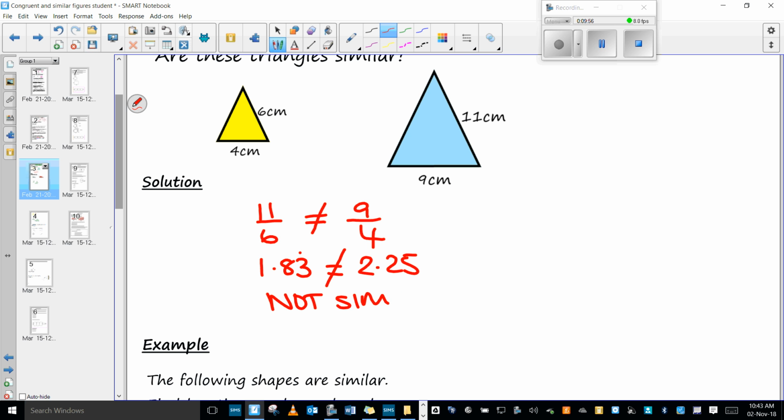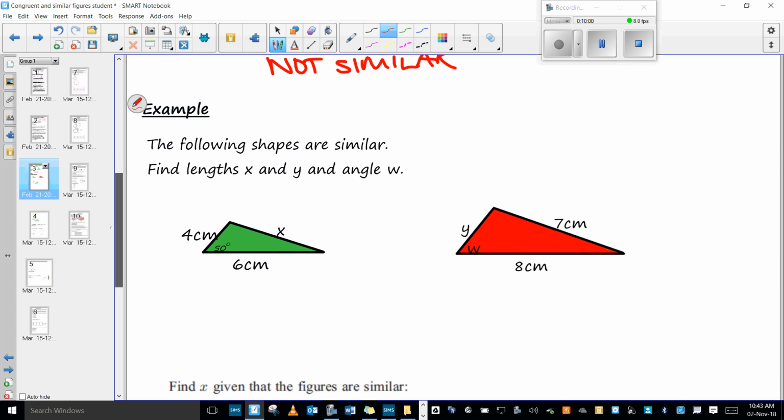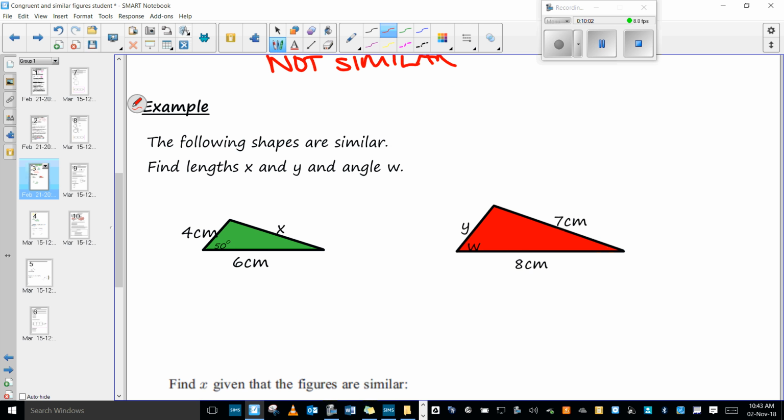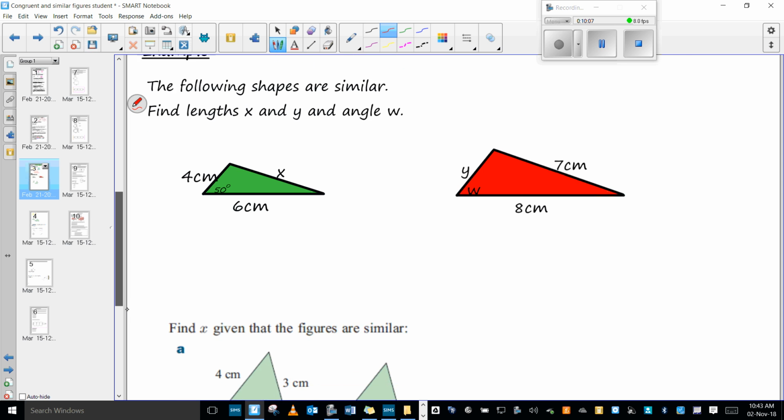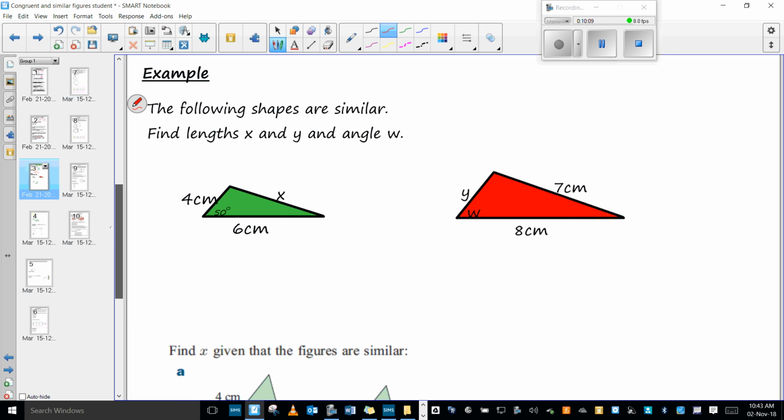We're told that these are similar. Find the lengths x and y and angle w. I'd suggest angle w is the easiest thing to find first. What would angle w be? 51, 50, Gabriel. They are corresponding to each other. Yeah, they're equal in value because they're similar triangles.